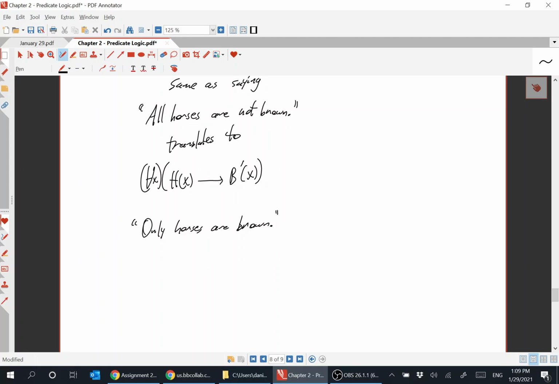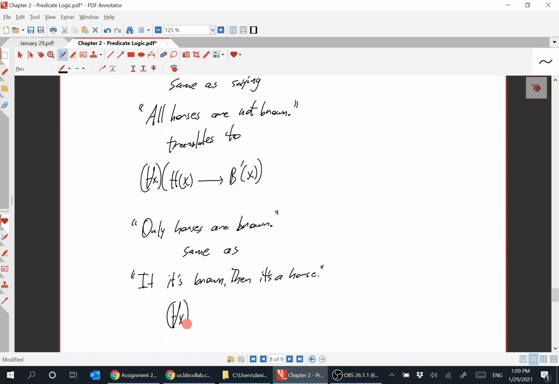Can you say it as an if-then statement? You could say it as if it is brown, then it is a horse. Yep. Same as if it's brown, then it's a horse. Exactly right.